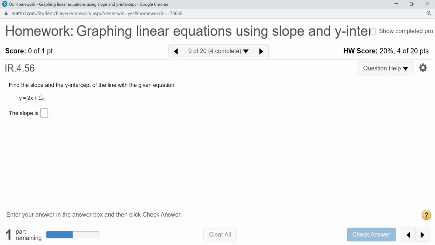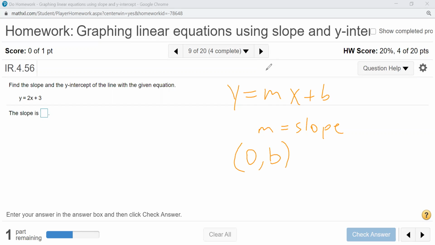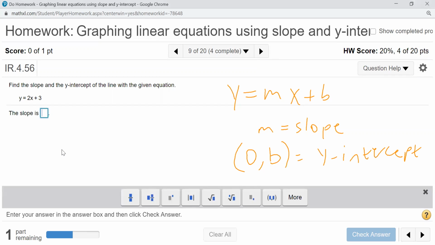Now let's analyze a couple of these. This is in the y equals mx plus b form. Remember, when you have y equals mx plus b, that's called the slope-intercept form. That's the nice form because m is the slope. The number in front of x is the slope, positive or negative. And then the point 0, comma b is the y-intercept. So we can really easily figure out what the y-intercept is going to be. Now it may accept just b itself, but let's see.